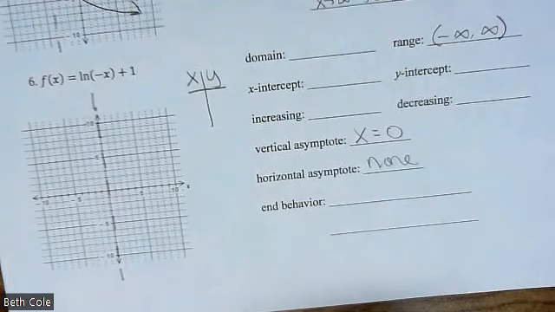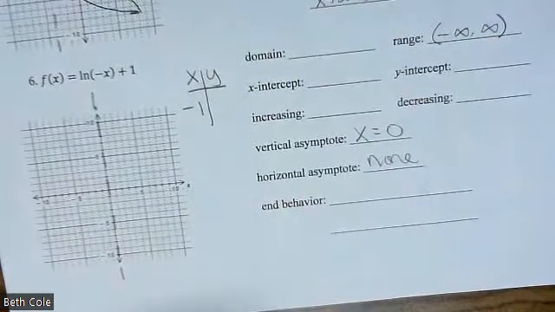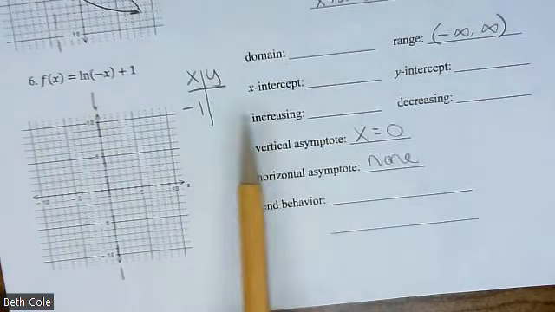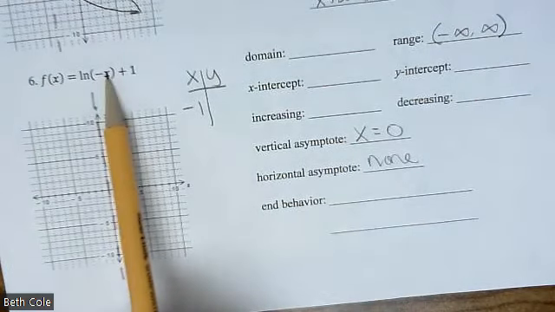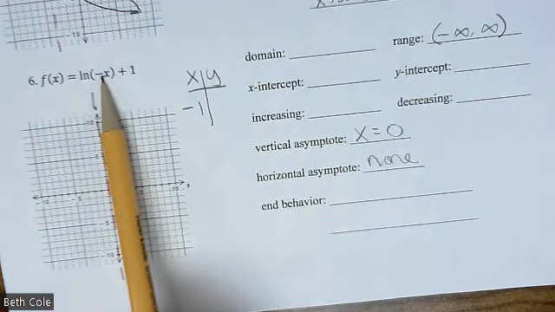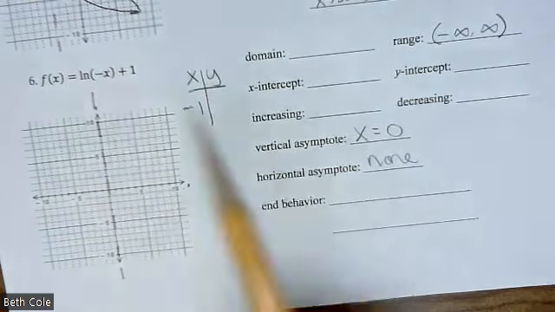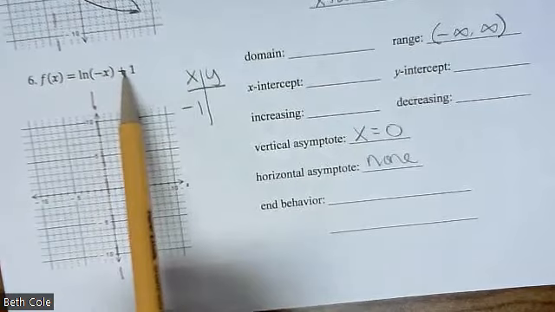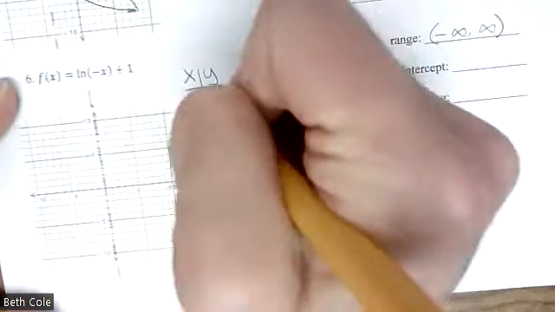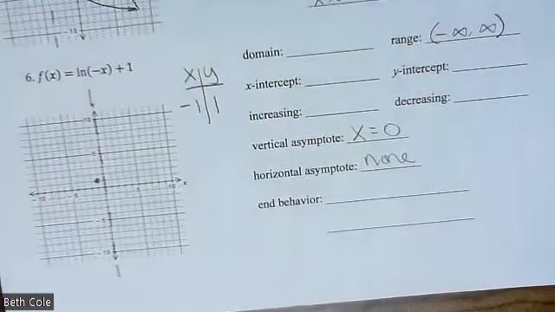What do you think we can plug in? Good, perfect. Why is it negative 1, guys? What's going to happen when you plug in negative 1? It'll be negative 1, which will be positive 1. And e to what power gives you 1? 0. And then it's 0 plus 1, which is 1. So all you get is negative 1, 1.